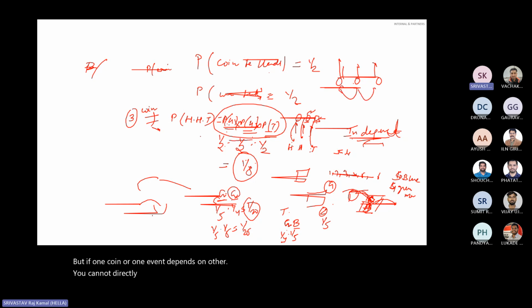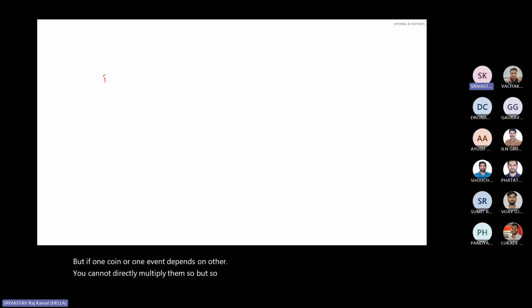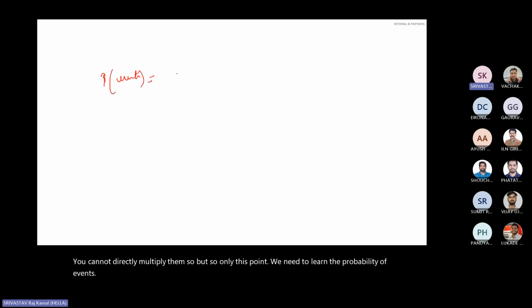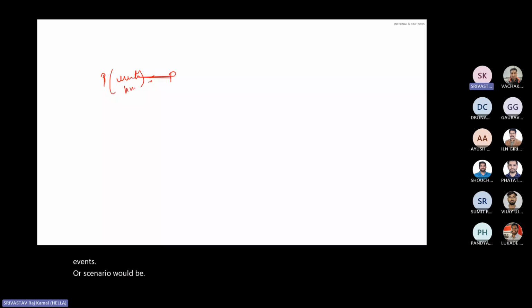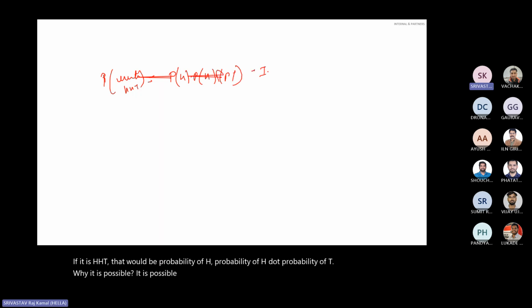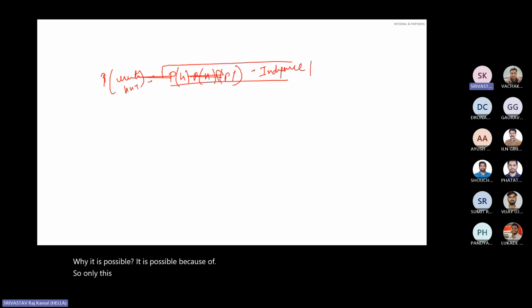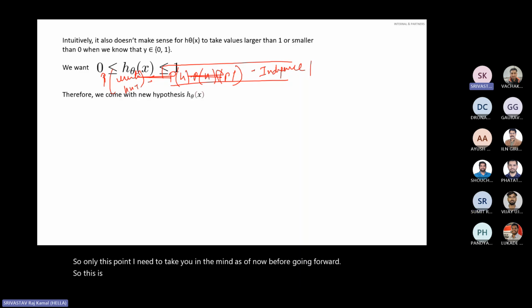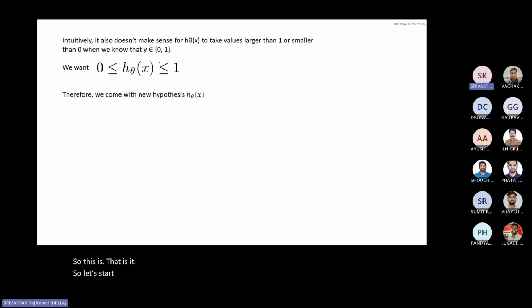So only this point we need to learn. The probability of events or scenario, if it is H and T, would be probability of H times probability of T. Why is it possible? It is possible because of independence. So only this point I need you to keep in mind as of now before going forward. So let's start making the hypothesis first.